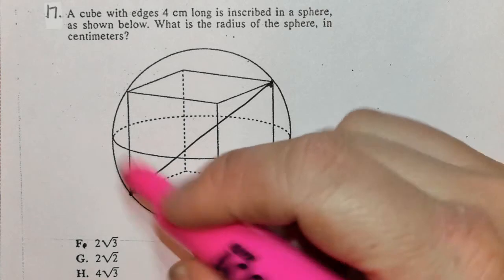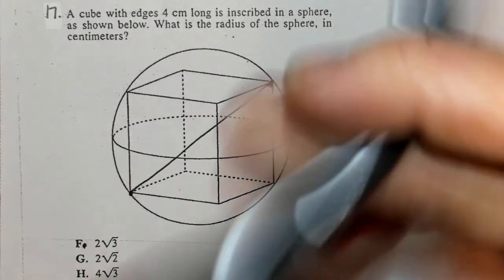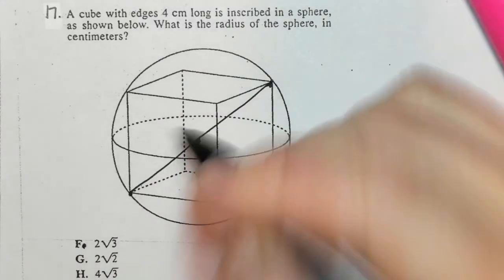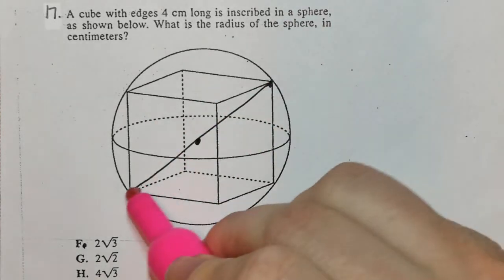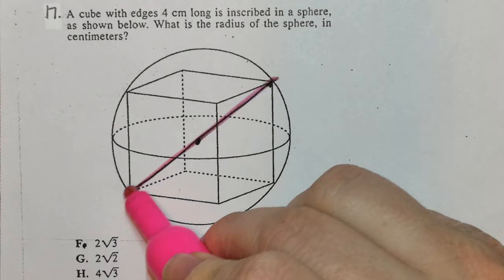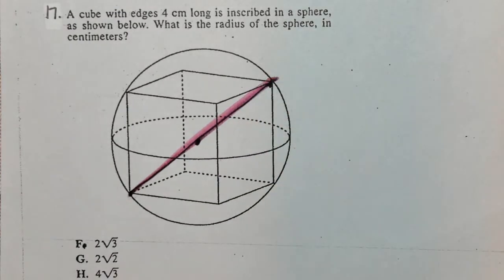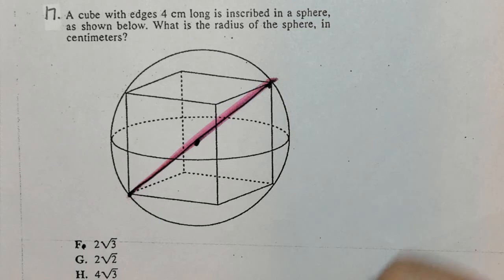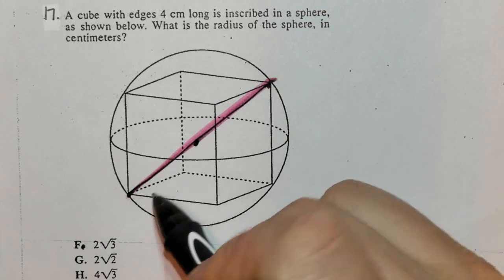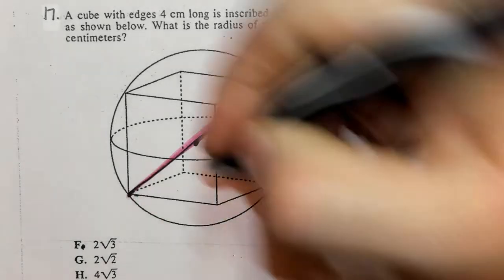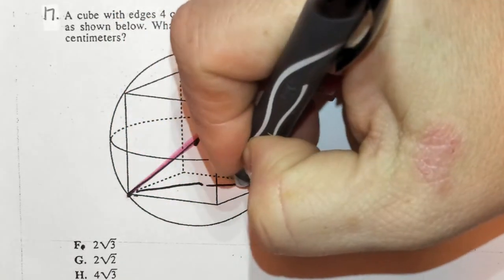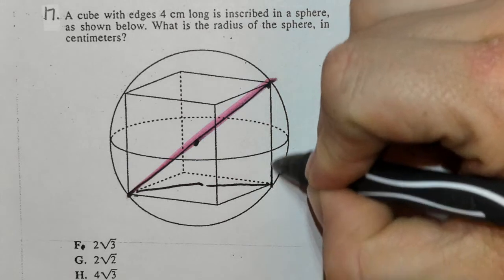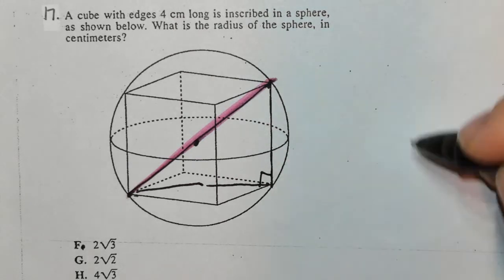I'm going from one part of the cube across, hitting the center of the sphere, which is like a basketball or baseball, and hitting the opposite side of the sphere. This is the diameter of this sphere or ball shape. And I'm going to create a right triangle here, going across this bottom and across here and then coming up. And this will be the right triangle I work with.